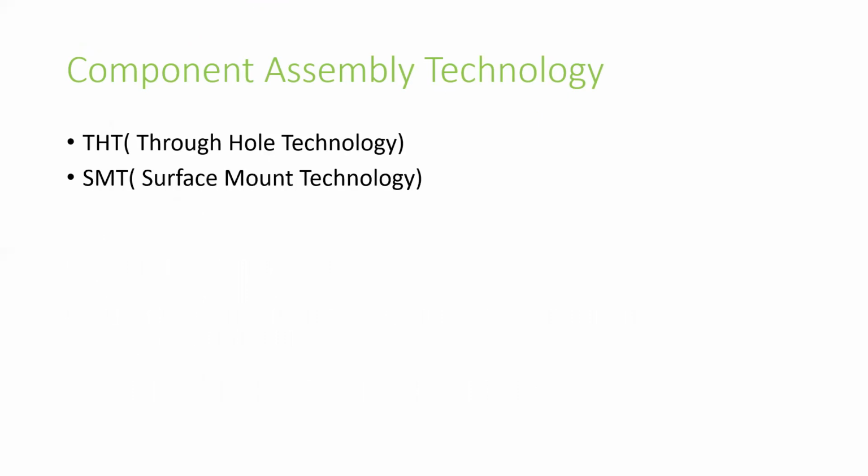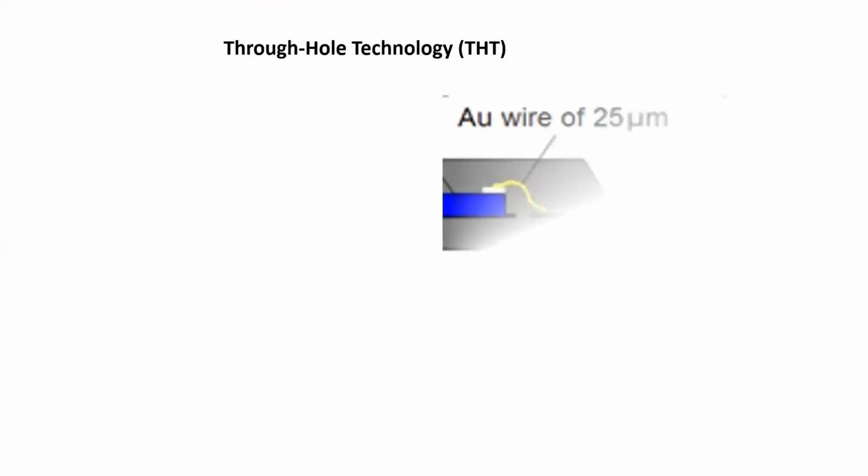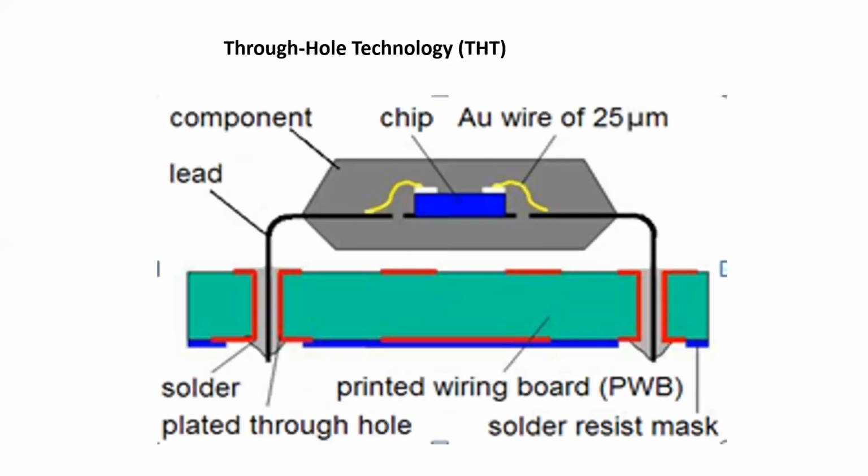So first one is the component assembly. How are the components assembled? There are two types: THT, through hole technology, and SMT, surface mount technology. What is meant by through hole technology? How the components are assembled on the PCB. See, this is the PCB. This is the printed wiring board.